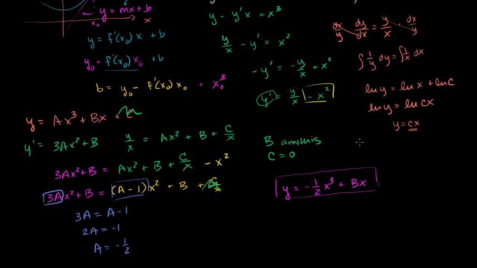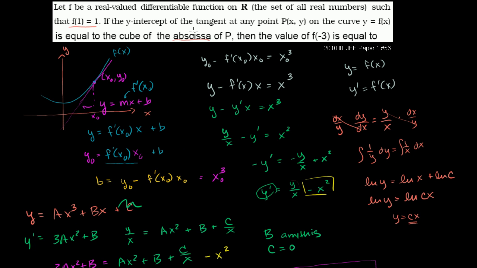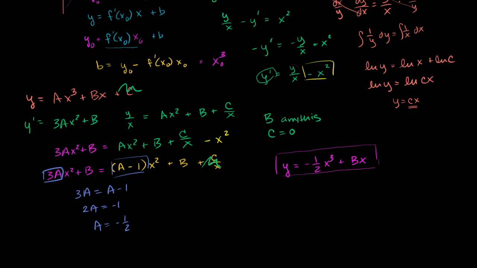And they gave us some information. They told us in the problem that f of 1 is equal to 1. And so we can use that information to solve for b. f of 1 is equal to 1. So when x is equal to 1, y is equal to 1. So we get 1 is equal to negative 1/2 times 1 plus b times 1, which is just b. So we can add 1/2 to both sides, and we get 3/2 is equal to b.